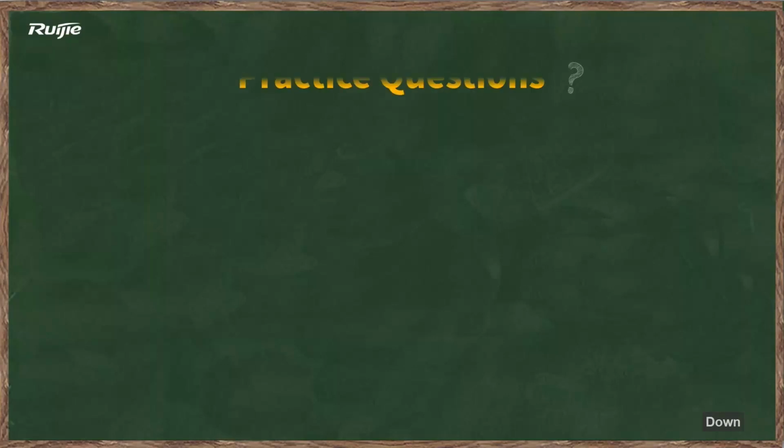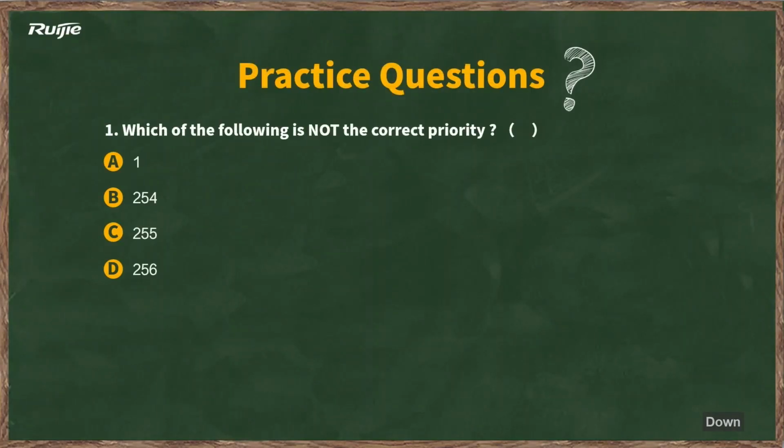And here also is a question for the VRRP. Which of the following is not the correct priority in the VRRP? 1, 254, 255, 256. If you want to know the answer, please follow the next video.